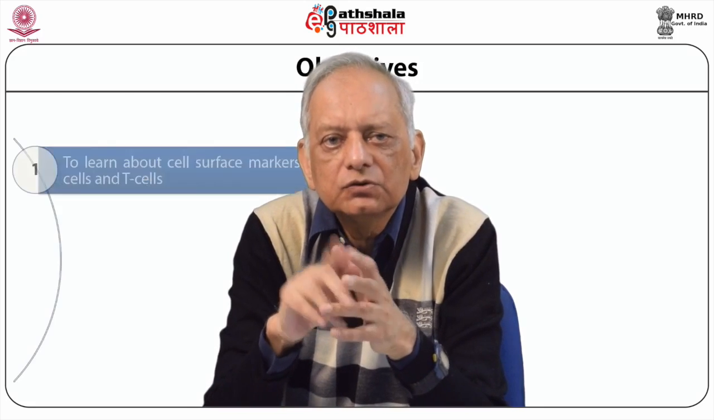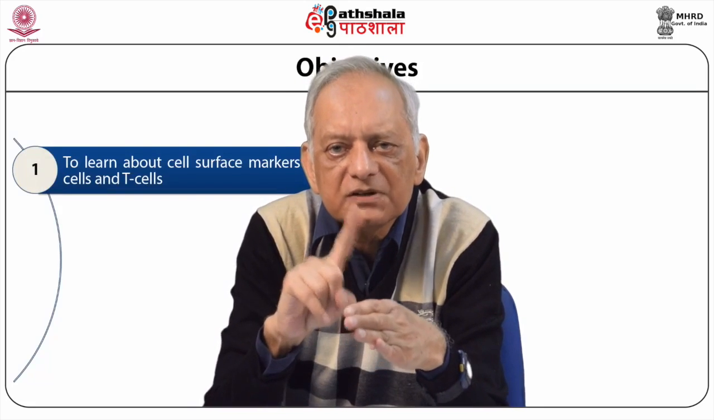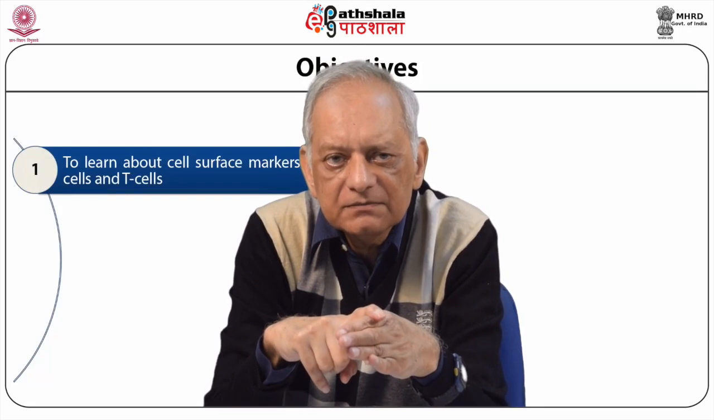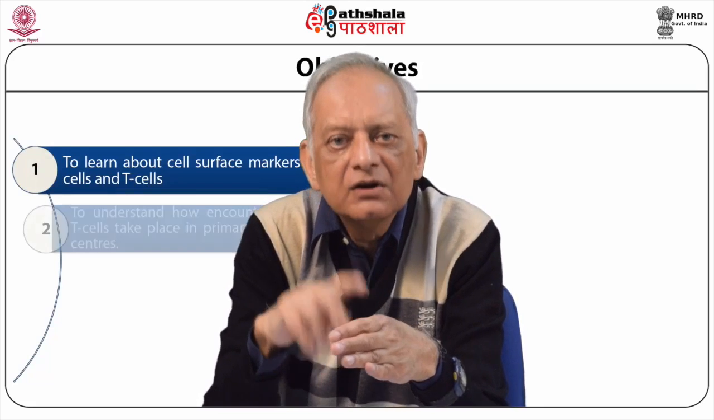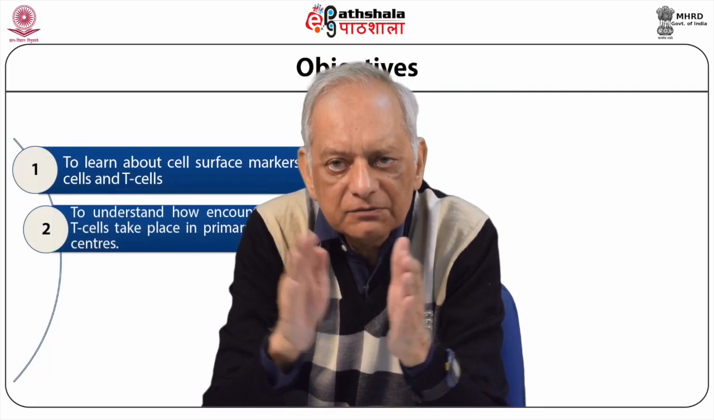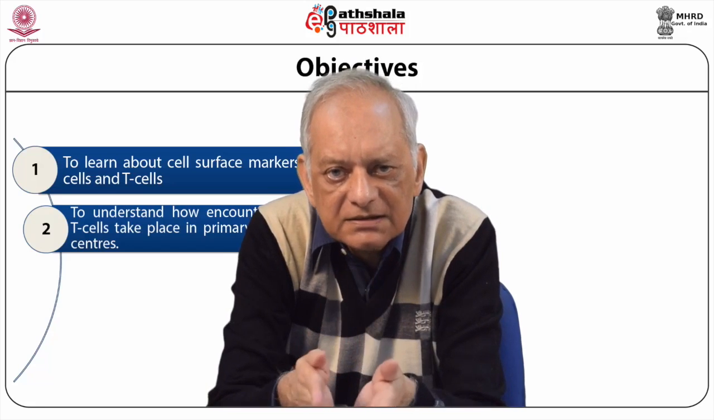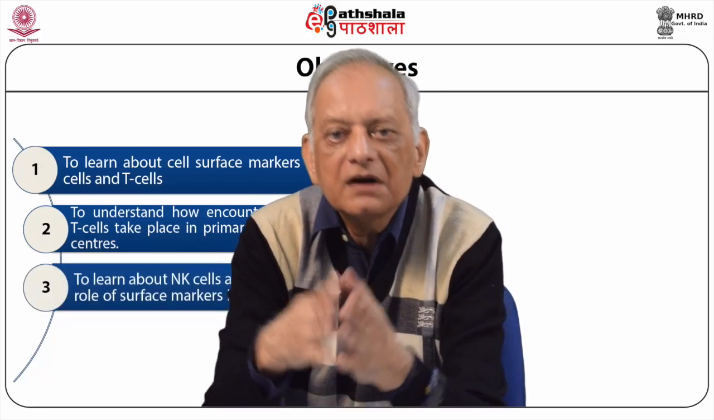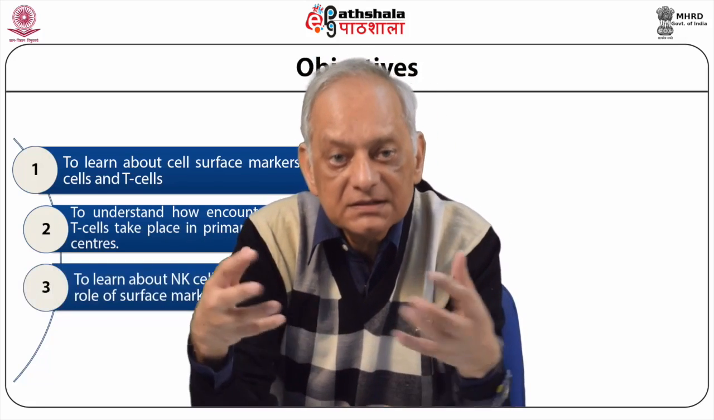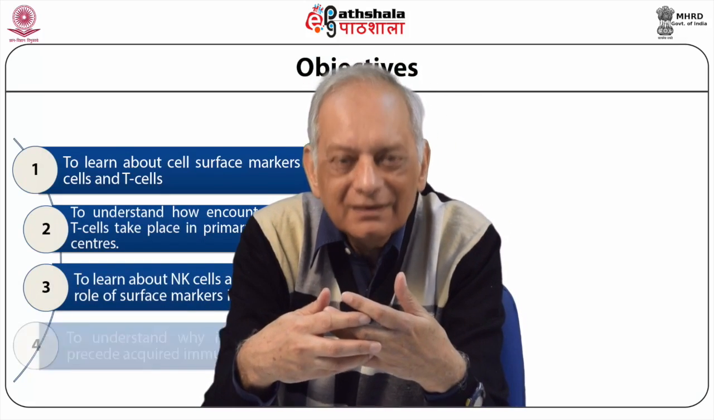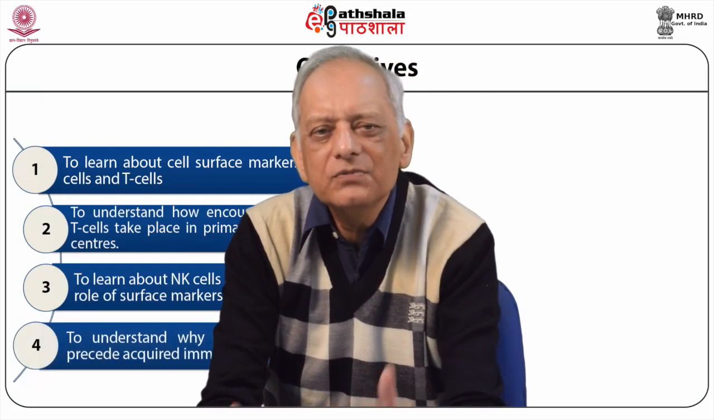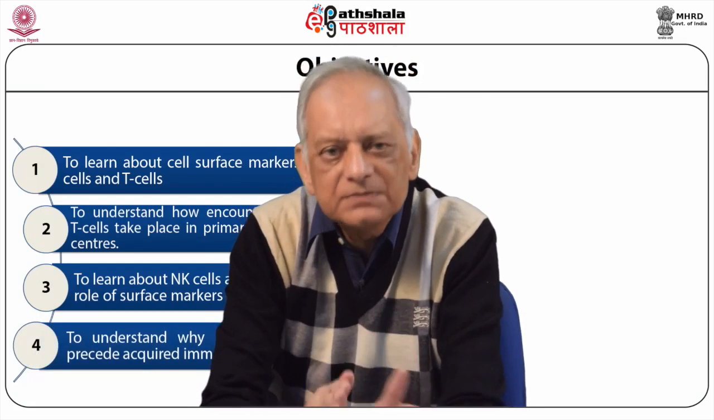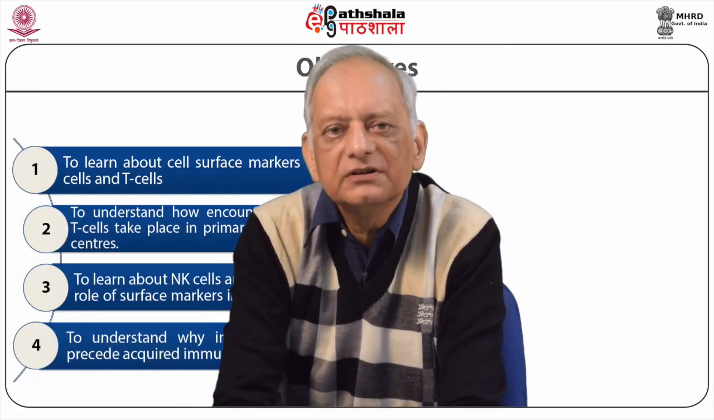So the objectives of this module are to learn about cell surface markers of APC, B cells and T cells, to understand how the encounter of B cells and T cells takes place in primary foci and germinal centers, to understand the role of surface markers in cell-cell cooperation, and to understand why innate immunity must precede acquired immunity.